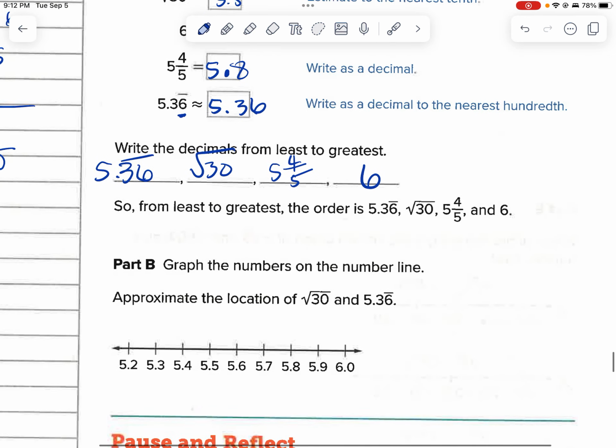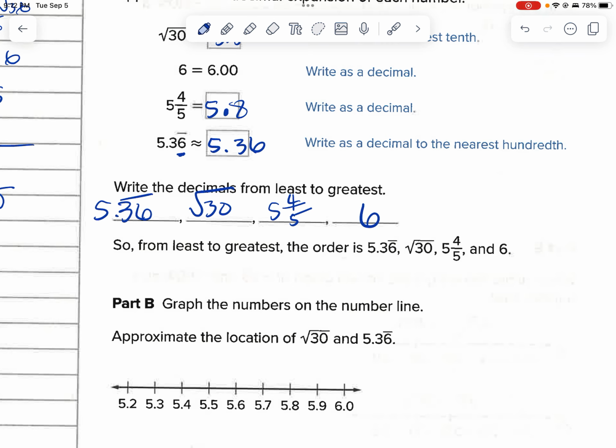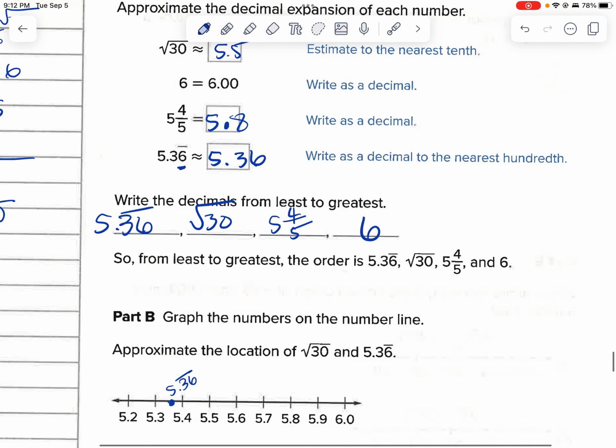Okay, so then I would put it on a number line. 5.36 would go here. The square root of 30, we said was 5.5. So that's square root of 30. Then 6 would go here. And then 5.8, 5 4/5.